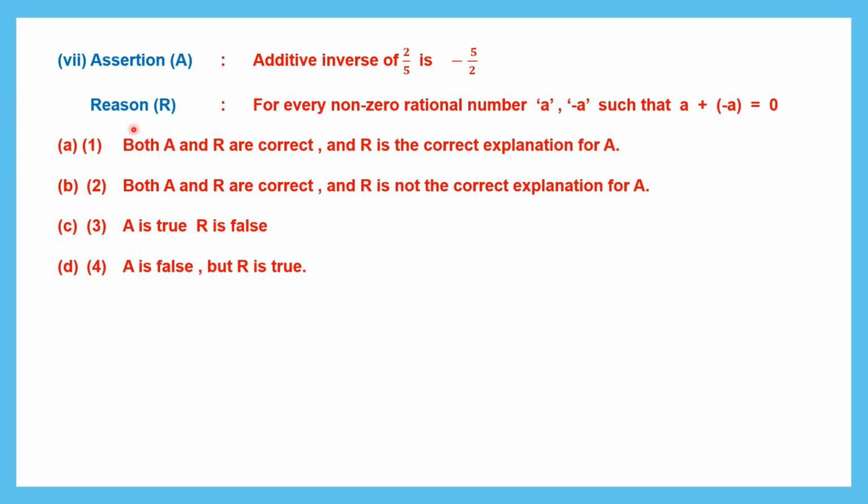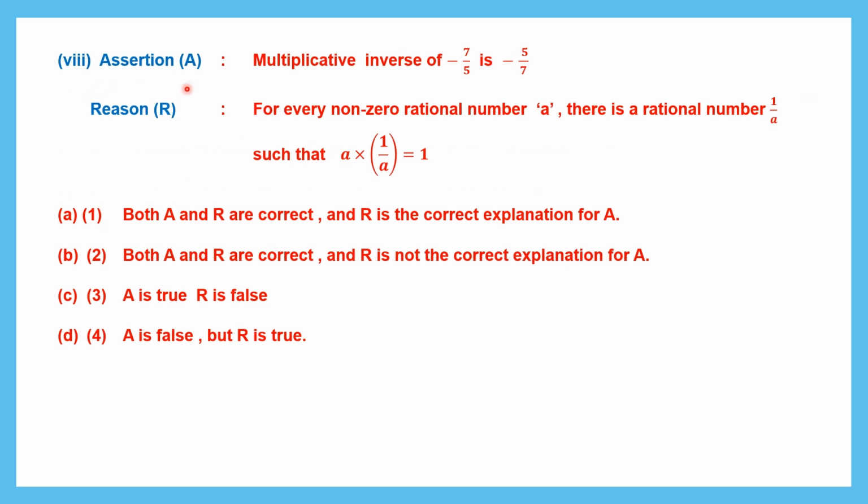And let's see what the explanation given to us is. The reason is, for every non-zero rational number A, that is, in case you take 2 by 5, in place of negative A, that is negative 2 by 5, it is such that when you take the rational number and add its negative number, your answer is 0. So this reason is correct, but the assertion is false. So assertion A is false and the reason is true. Now which option is that? Option D, which says A is false but R is true. So this is our correct answer.